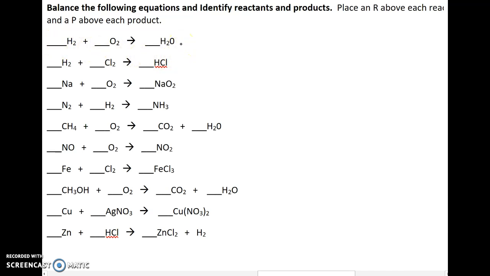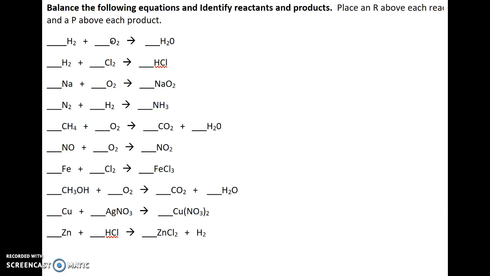Again, the first thing I want to recognize is that this is not consistent with the law of conservation of matter, which is why we balance equations. The law of conservation of matter, or mass, says that matter cannot be created or destroyed. And if I look at this equation, I have two hydrogen atoms over here in the reactants. I have two oxygen atoms in the reactants. But in the products, I have two hydrogen atoms, but only one oxygen atom. So in this reaction, one of these oxygen atoms has just disappeared. And that's not consistent with the law of conservation of matter.